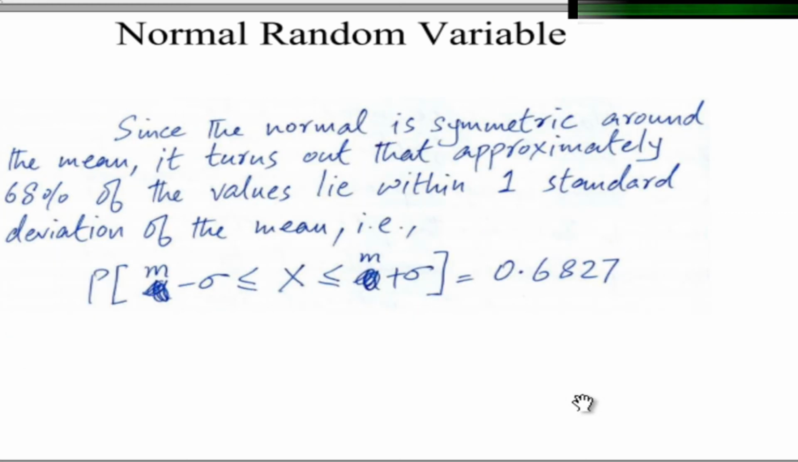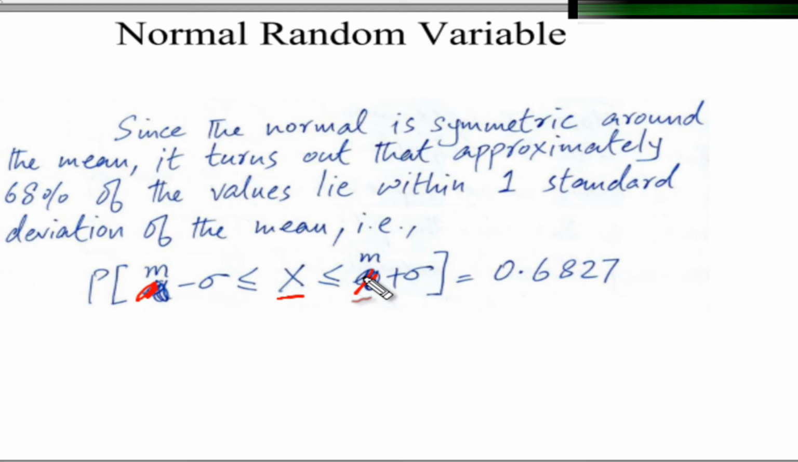Now discuss this one. Since the normal is symmetrical around the mean, it turns out that approximately 68% of the values lie within one standard deviation of the mean. If we ask what is the probability that x lies between m minus sigma and m plus sigma, you can see that Abu Bakr Sahab has removed mu here, because there is a difference between m and mu. We are now talking about the sample mean, not the population mean. Everywhere here we will talk about the sample mean. M is the sample mean.